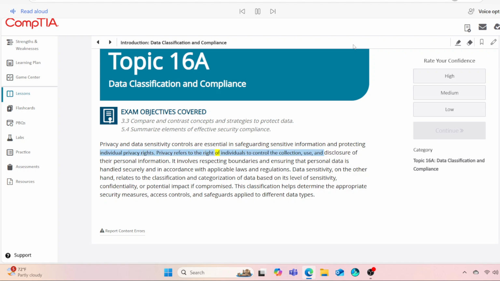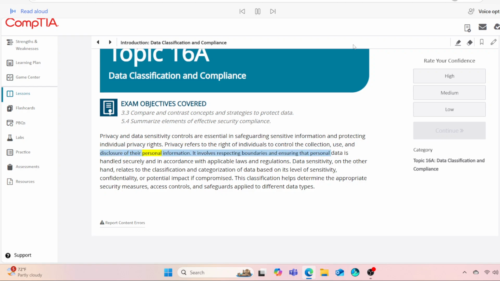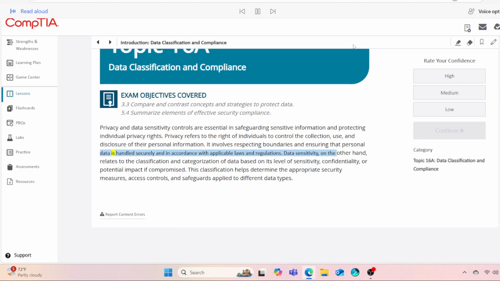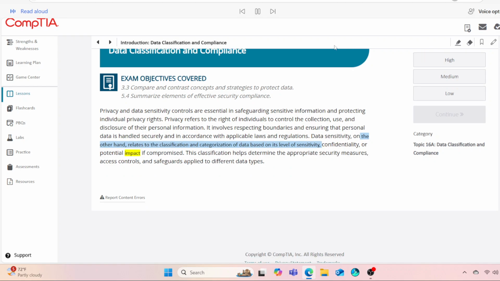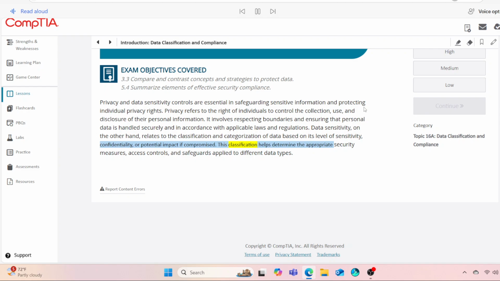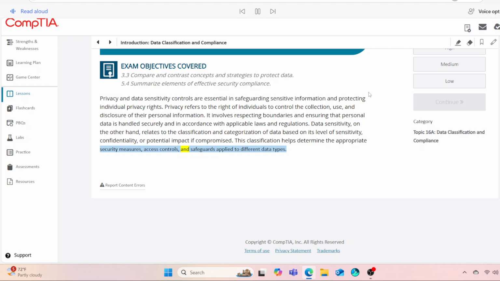Privacy refers to the right of individuals to control the collection, use, and disclosure of their personal information. It involves respecting boundaries and ensuring that personal data is handled securely and in accordance with applicable laws and regulations. Data sensitivity, on the other hand, relates to the classification and categorization of data based on its level of sensitivity, confidentiality, or potential impact if compromised. This classification helps determine the appropriate security measures, access controls, and safeguards applied to different data types.